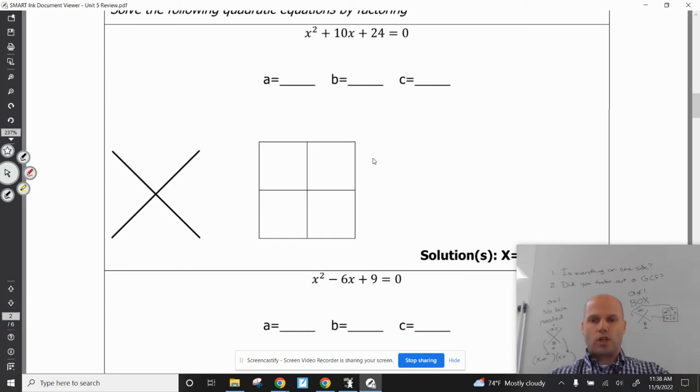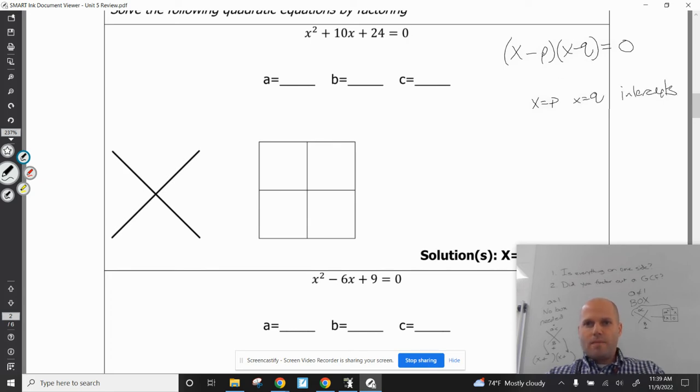So what is our purpose? Well, we remember from last unit the whole concept of intercept form. It's actually x minus p and x minus q. This is intercept form. This looks like a quadratic. We know that x equals p and x equals q are our intercepts. Why? Because if I plug in p, you get 0. If I plug in q, you get 0.